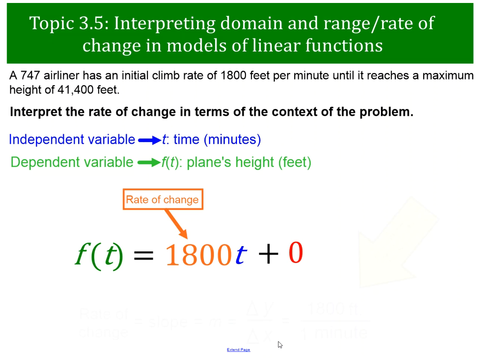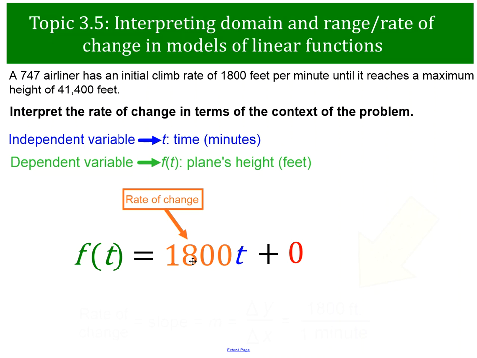We have an airplane. It's ascending and taking off, or climbing, I should say, at 1,800 feet per minute until it reaches a maximum height of 41,400 feet. So interpret the rate of change in terms of the context of the problem. That's my first question. Now, the rate of change, if you remember, and it's indicated over here, is the number 1,800. It's the slope in the function.